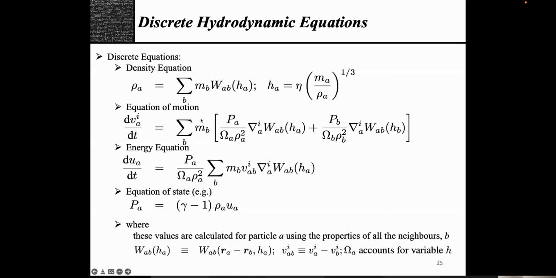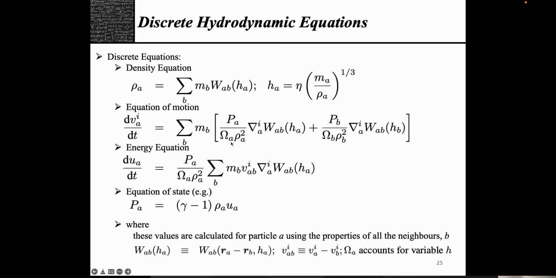Now we have the equation of motion, which is the pressure over your density squared times the gradient of your kernel. So you will be weighted depending on how far away you are, and also on your own smoothing length. Now, due to symmetry, and if you work through the equations, we see we have the same term again, just with the properties of particle B.